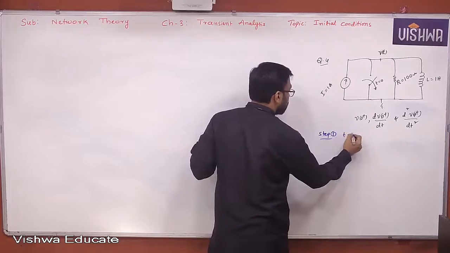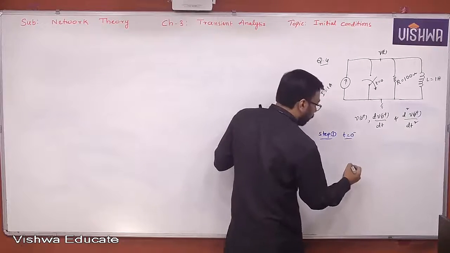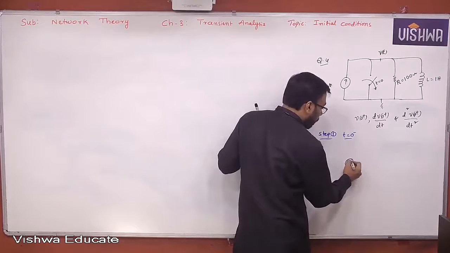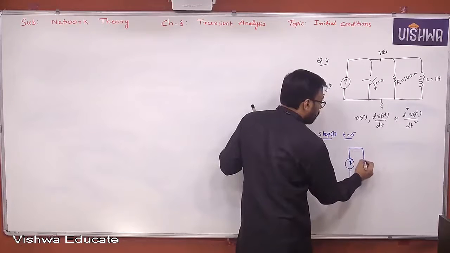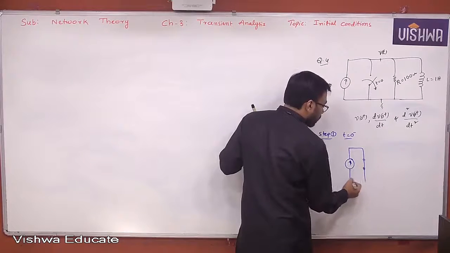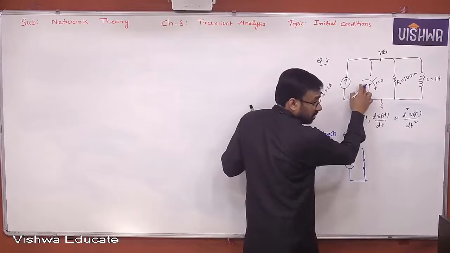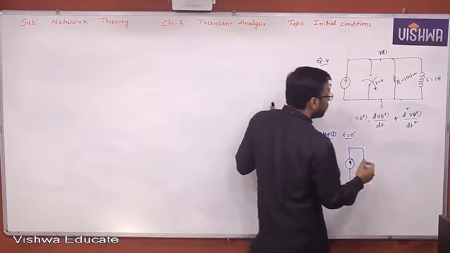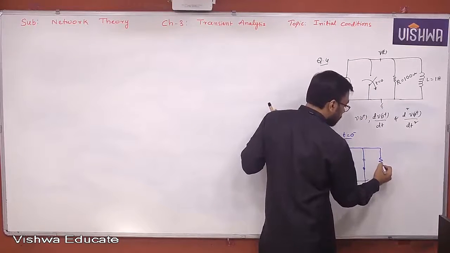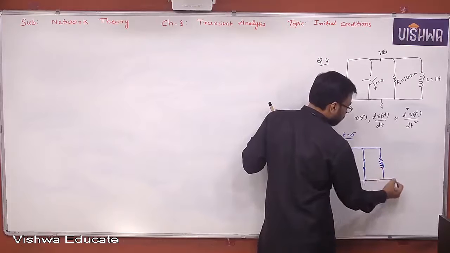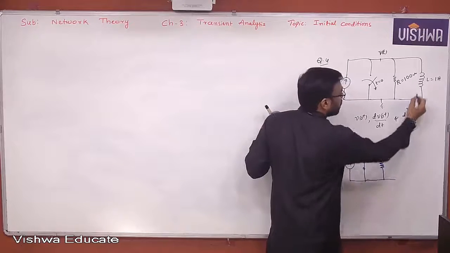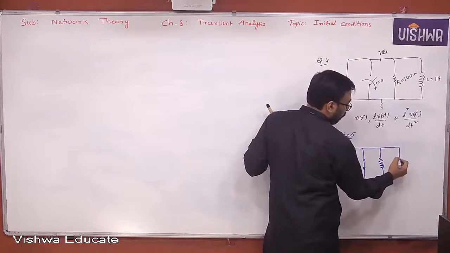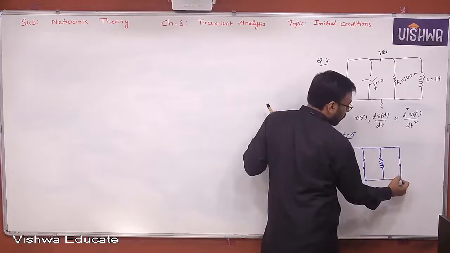Construct the t equal to 0 minus equivalent. What is the t equal to 0 minus equivalent? The switch is closed. It is still in the closed position at t equal to 0 minus. You are opening it at t equal to 0. So the resistor remains a resistor. The inductor is acting like what? Short circuit. Yes or no?